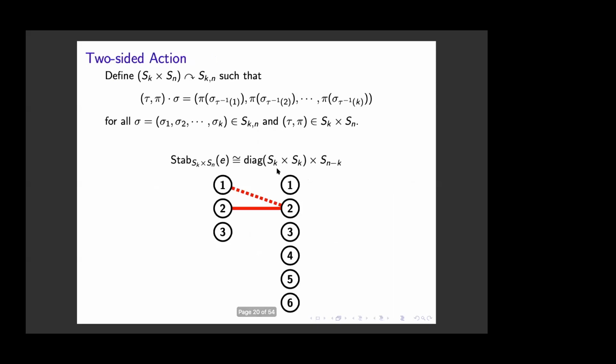For this, one needs a two-sided action, which is defined as follows. S_k acts on the left side of the graph, and S_n acts on the right side of the graph. It's not too difficult to see that if I look at the stabilizer of our distinguished injection E, it's simply the diagonal subgroup of S_k cross S_k cross S_{n-k}. This is easy to see: if I move 1 to 2 on the right hand side, then I also have to move 1 to 2 on the left hand side. The S_{n-k} factor appears because we can scramble the remaining vertices however we wish.